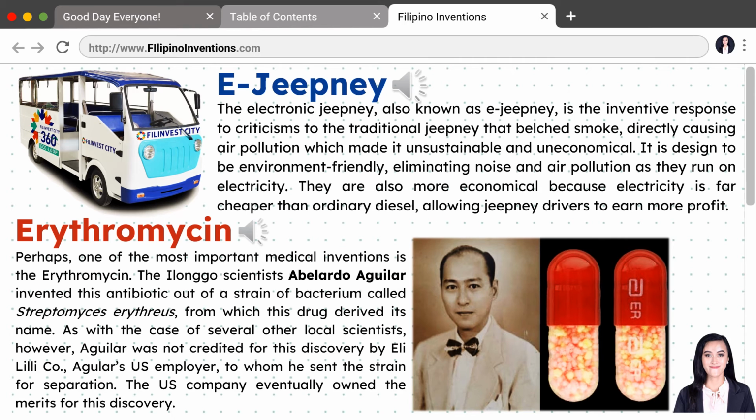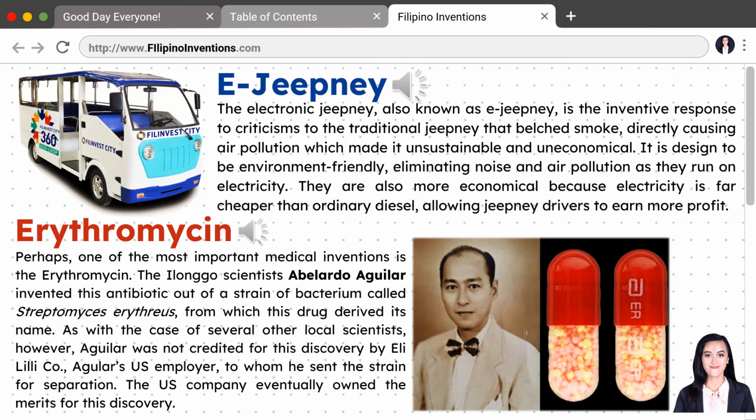As with the case of several other local scientists, however, Aguilar was not credited for this discovery by Eli Lilly Co., which is Aguilar's U.S. employer, to whom he sent the strain for separation. The U.S. company eventually owned the merits for this discovery.